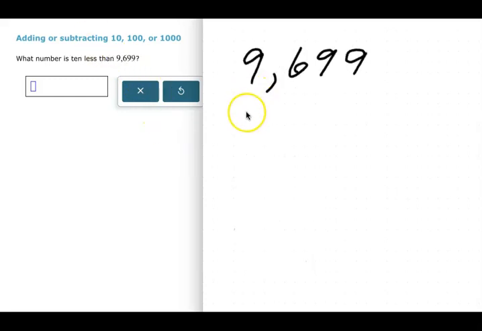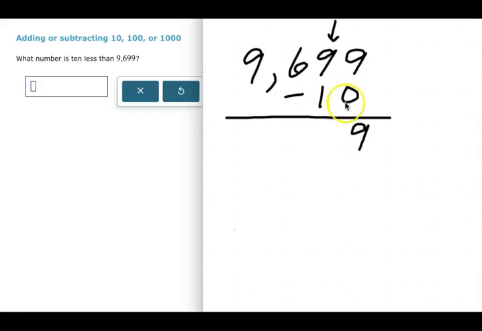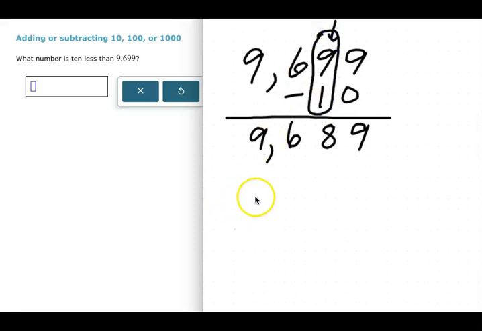Let's do another one. All right, let's look at this one here. What number is 10 less than 9,699? We're looking at the tens column right here. Now I'm going to do it just by subtracting first so you can see it, and then we're going to do the trick. This number doesn't change. This number becomes an 8. We take away 1. This is a 6. Doesn't change. This is a 9. It doesn't change. The only column that's changing is the tens column.